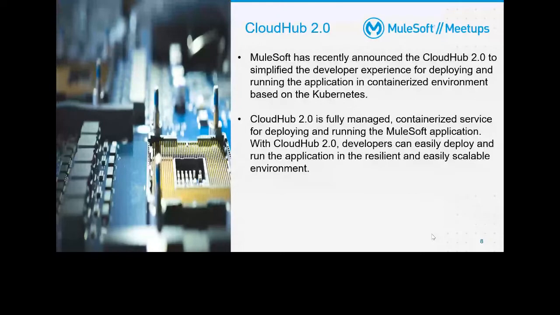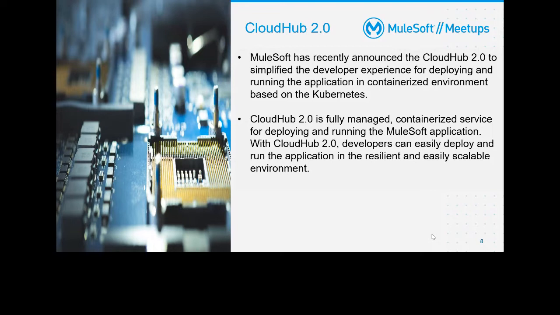In CloudHub 1.0 we call them workers, right? You deploy an application on one worker or on two workers, and you can choose the worker size. In CloudHub 2.0 we call them replicas. So you deploy the application on one replica. If you want high availability, deploy the application on multiple replicas, that is two replicas, three replicas, maybe four replicas. So in CloudHub 1.0 we call it a worker, and in CloudHub 2.0 we call it a replica.